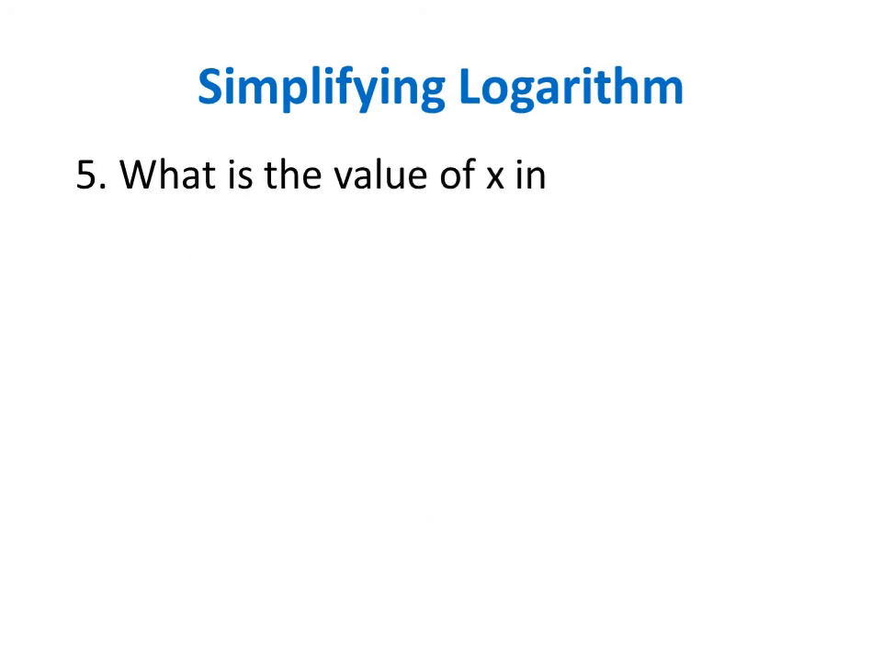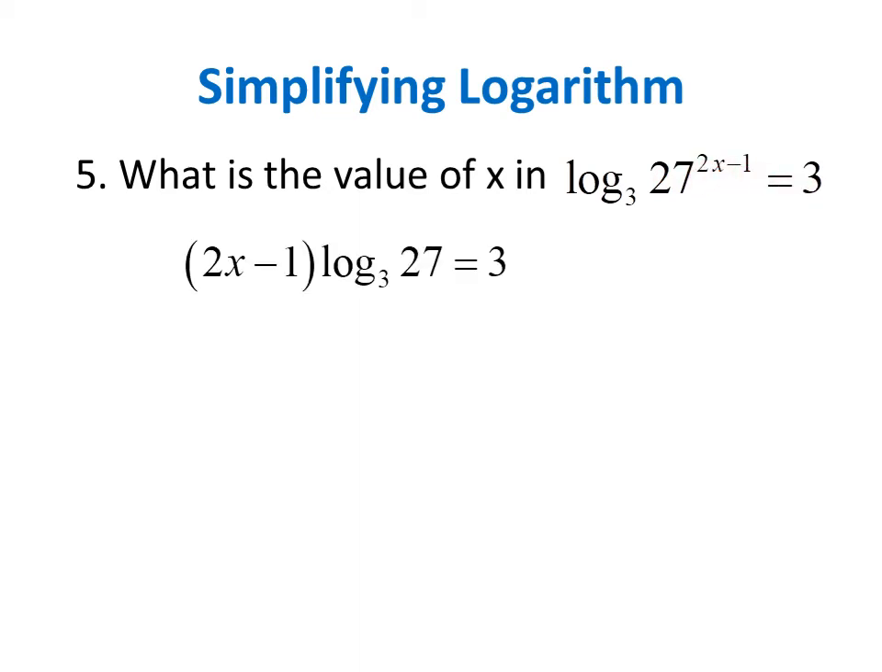Lastly, what is the value of x in the logarithmic expression log to the base 3 of 27 raised to the exponent 2x minus 1 is equal to 3? To solve for x, first we have to simplify the left side of the equation. To do that, we can use the third property of logarithm in order to bring down the exponent 2x minus 1. So we bring down 2x minus 1 and multiply it by the rest of the expression. So quantity 2x minus 1 times log to the base 3 of 27 is equal to 3.